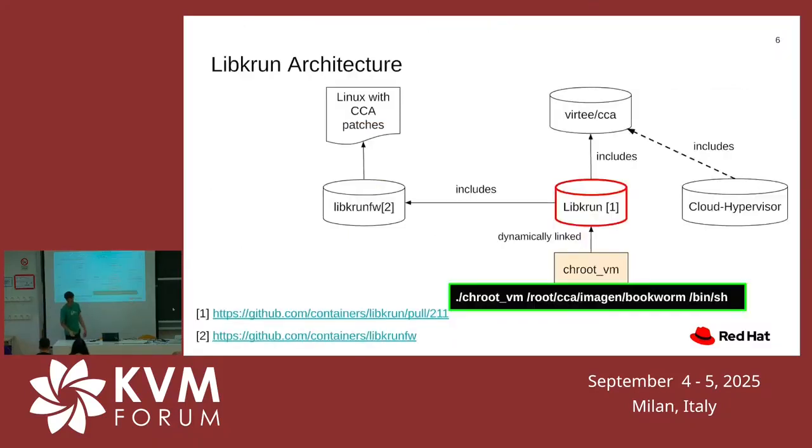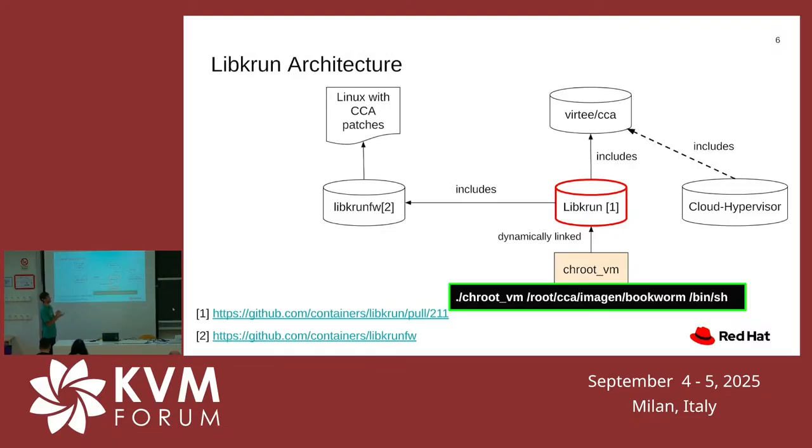So to have an idea, more or less, of the architecture of the current implementation: we have Libkrun, which is the virtual machine monitor, and relies on the Libkrun firmware, which is going to contain the Linux with the CCA patches. We also rely on a crate called virtee CCA, which is completely different from Libkrun, and it's something that abstracts away the confidential-specific code.